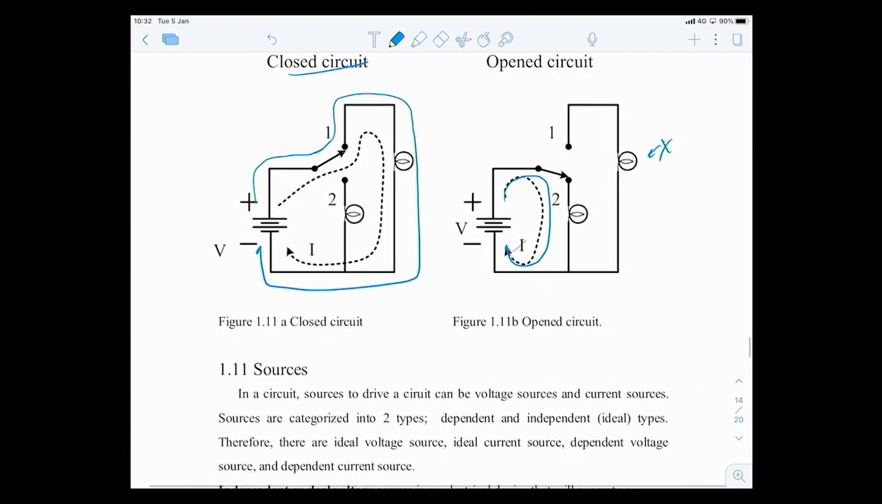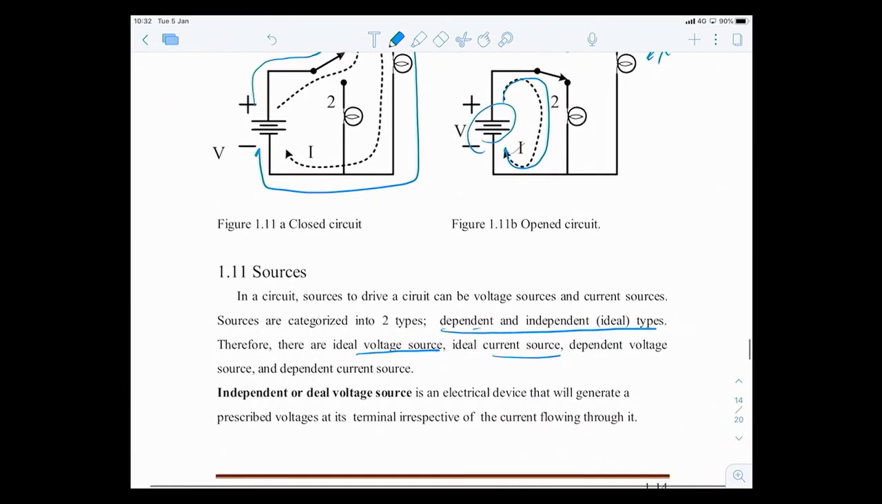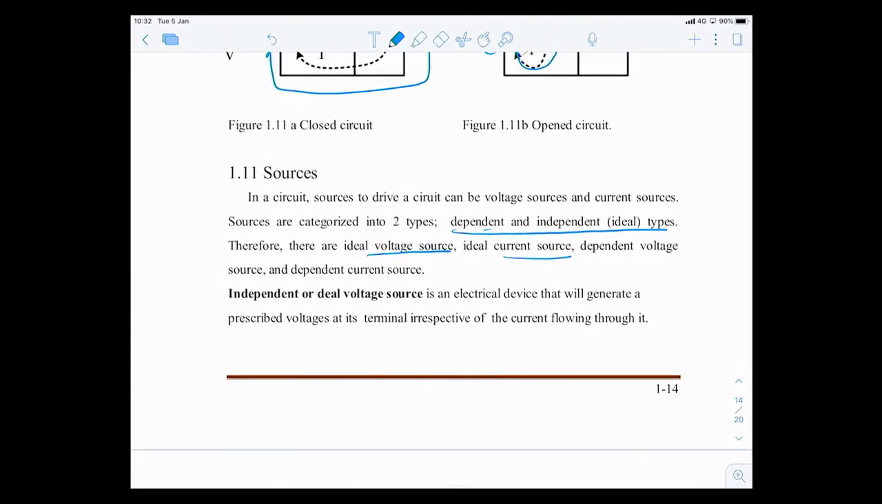Source. Now go to the source, this one right here. Now sources are sort of like two major types, or categories, called dependent and independent types. And in each one it also has the voltage source and current source. So in this case we're going to learn how many. Let's look at independent first.